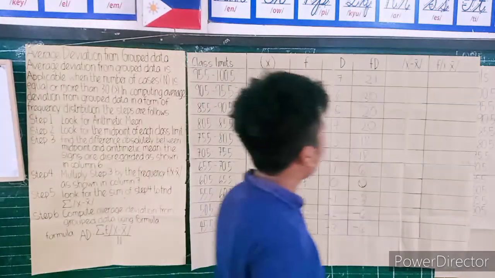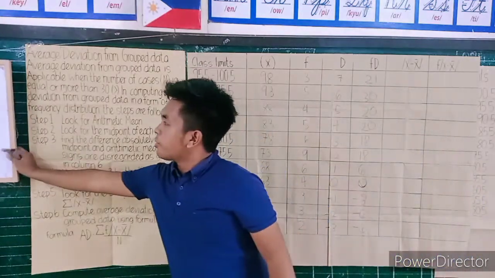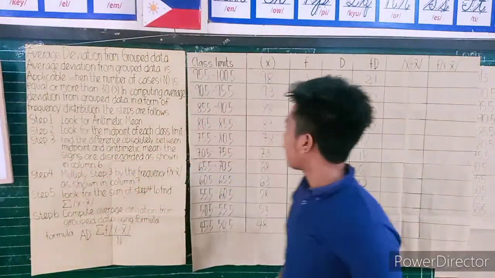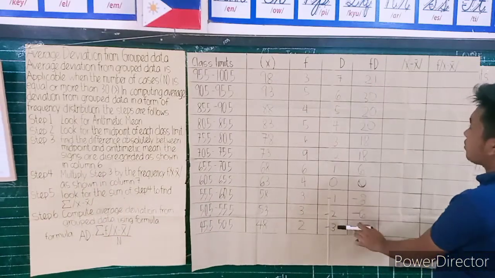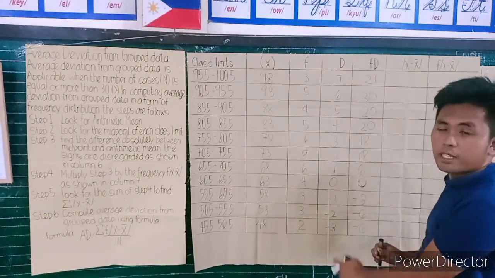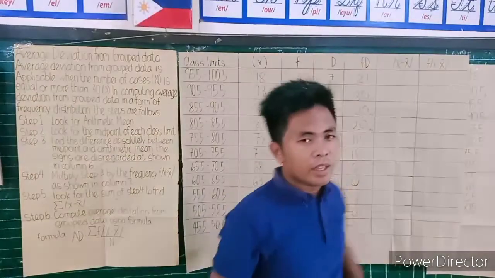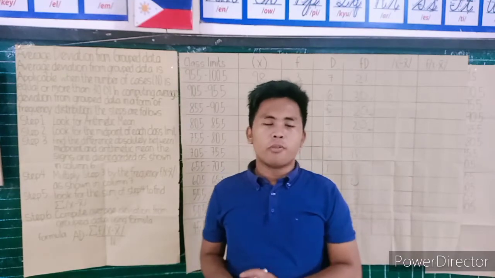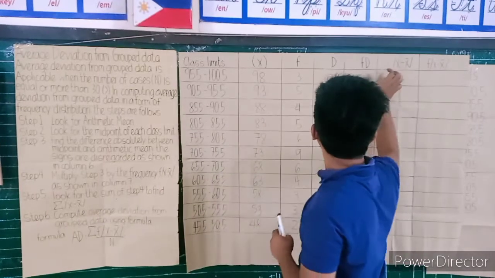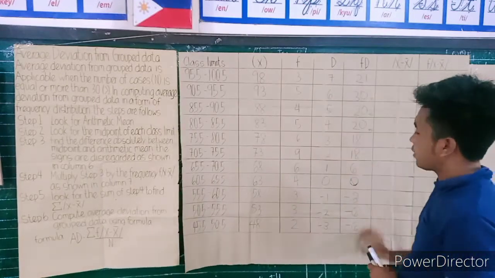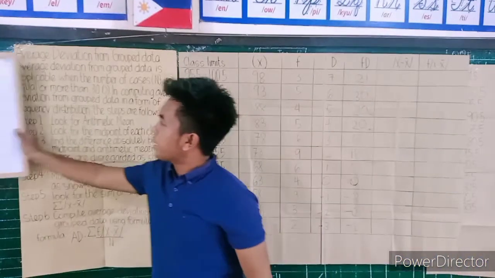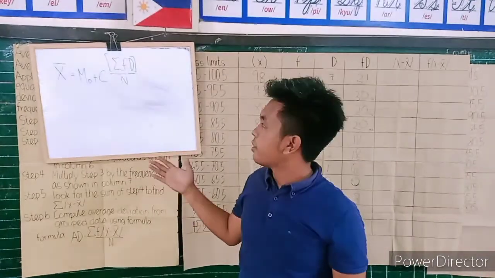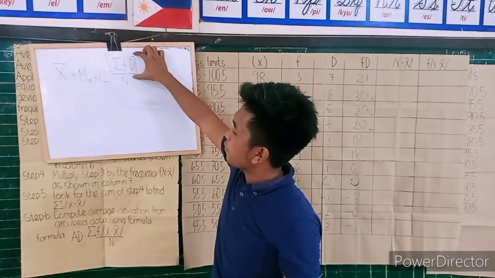So that is how we get it. In order to get the summation of all the frequency deviation, we need to add all the numbers in this frequency deviation. Okay, is that clear? We need to add all the scores in frequency deviation to get the summation that we need in getting the arithmetic mean. So we need to find the summation of frequency deviation.